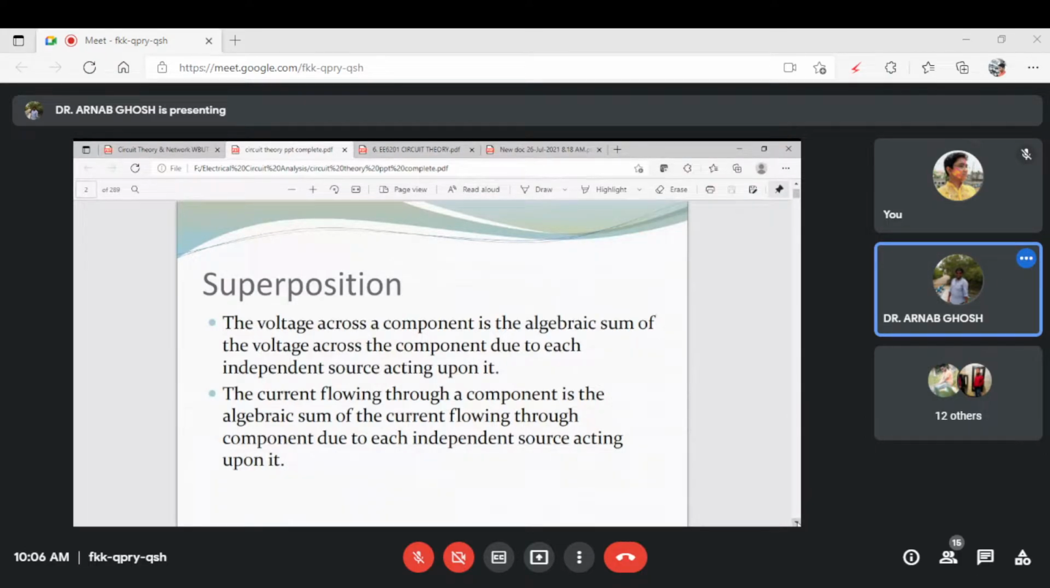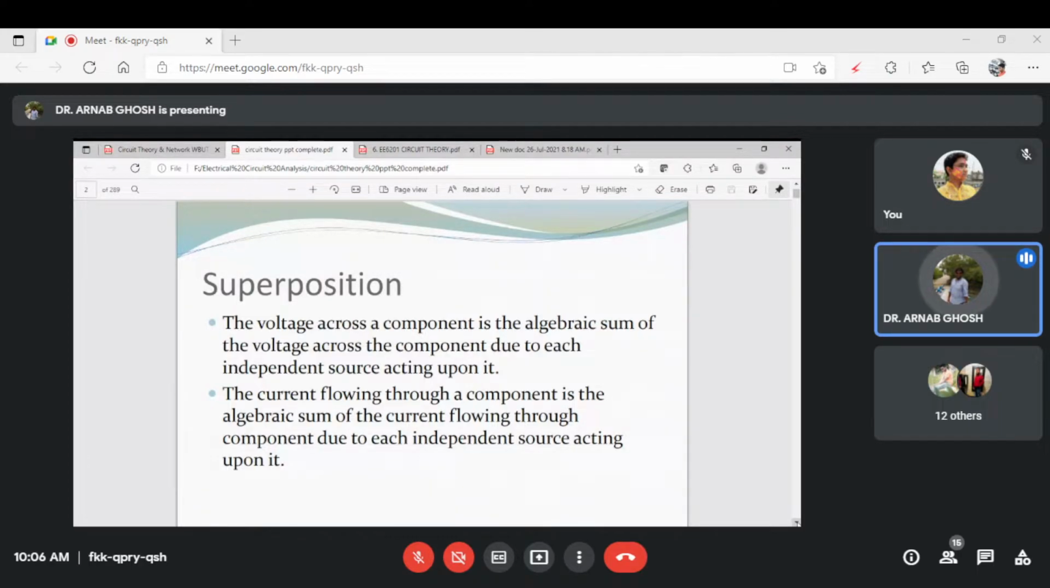Right? So this was the superposition theorem. In a linear bilateral network containing multiple sources, the current or the voltage across any particular branch is the algebraic sum of the individual currents and voltages considering individual independent sources separately, with all the other sources replaced by their internal resistances. So this was your superposition theorem statement.